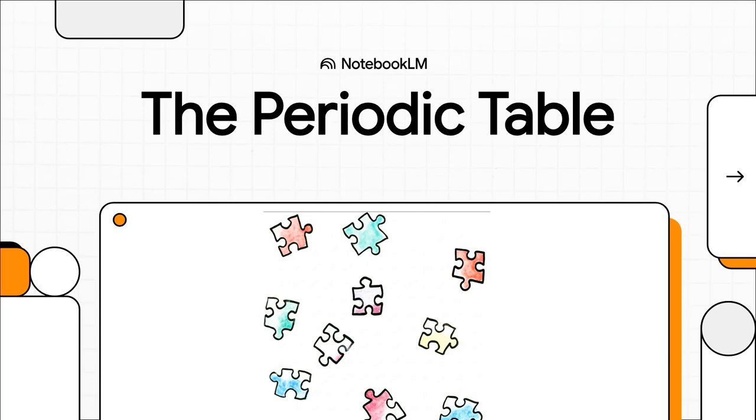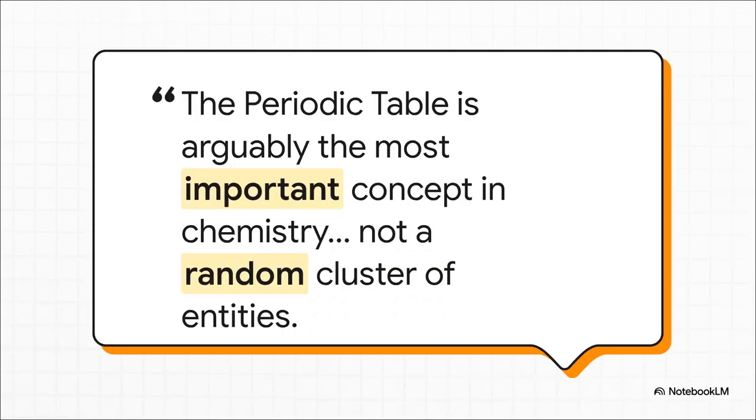Right then, let's talk about one of science's most iconic charts, the periodic table. You've seen it on classroom walls, right? But the story behind it is this incredible quest for order in a seemingly chaotic universe. And you really can't overstate its importance.